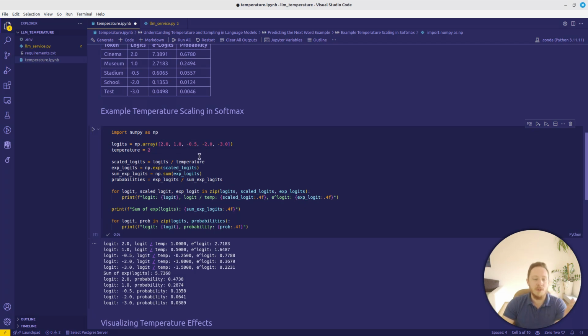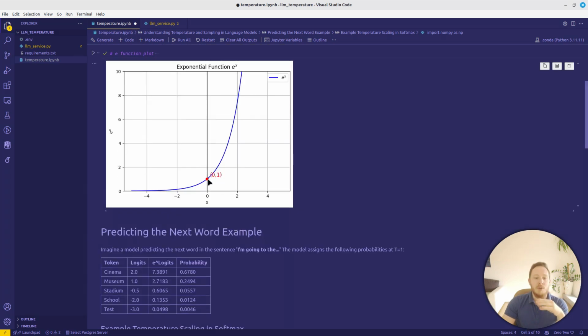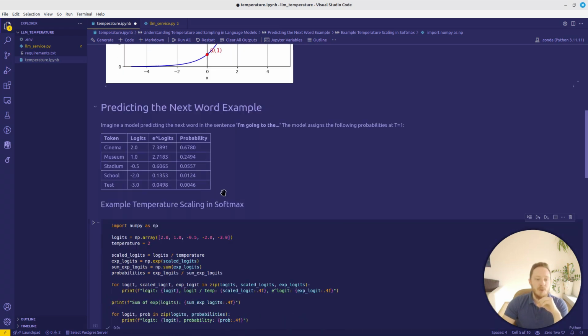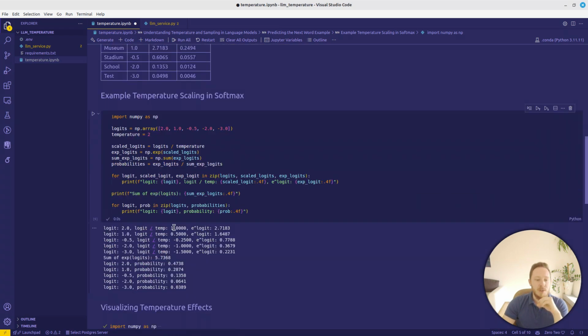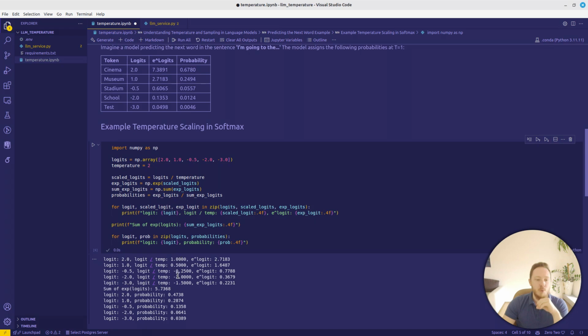Now, what happens if we increase the temperature to 2, for example? Now we apply the temperature of 2, and you can see the inverse happening. You can imagine it like this. For smaller temperatures, the numbers get spread even farther on the exponential curve, and for larger temperatures, they compress near to the 0 point. So here, if we see the exact results, the exponential results, we have minus 1.5 for the lowest logit and 1 for the highest logit.